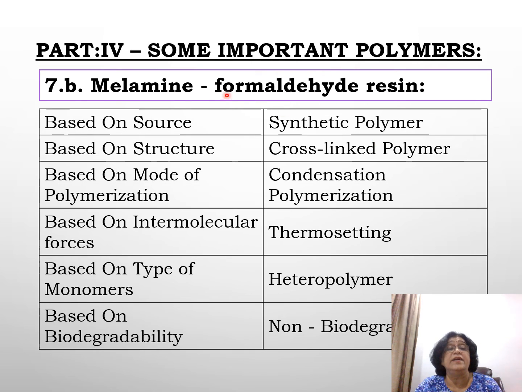Then let's see the categorization. Based on source, it's a synthetic polymer. Based on structure, it's a cross-linked polymer. Based on mode of polymerization, it is prepared by condensation polymerization. Based on intermolecular forces, it is a thermosetting polymer. Based on monomer, it is a heteropolymer. Based on biodegradability, it is a non-biodegradable polymer.